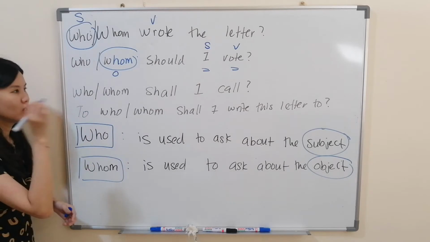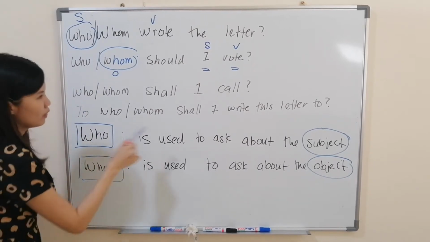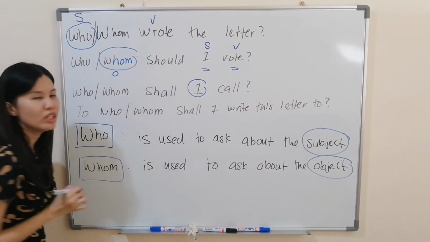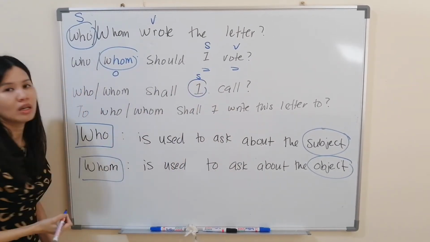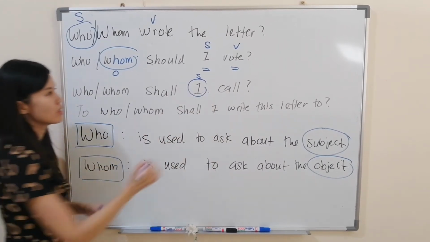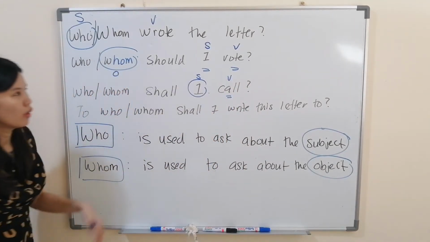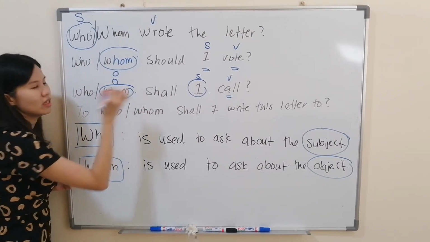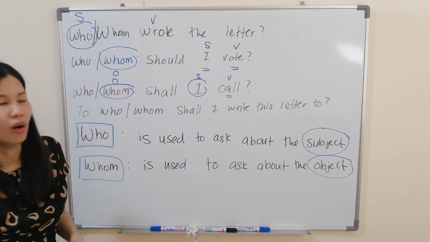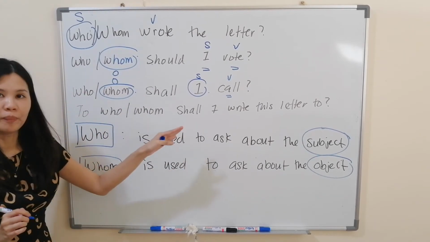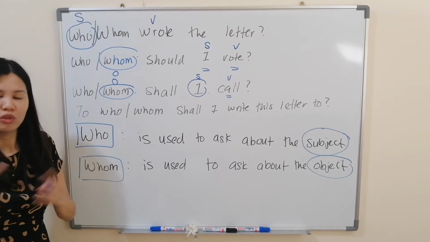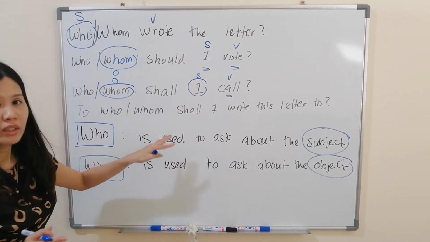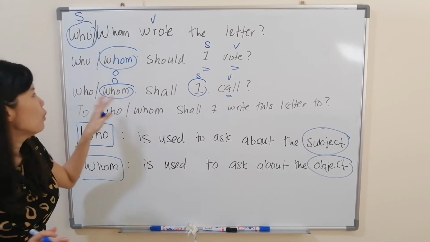Who or whom shall I call? Again, who is doing the action? It is I who is doing this action. I is the subject, and call is the verb. So we are asking about the object. So the correct answer is whom shall I call, and not who shall I call. Both sound very similar. It sounds fine, but when you break it down into the grammar, then you can see that who is wrong.